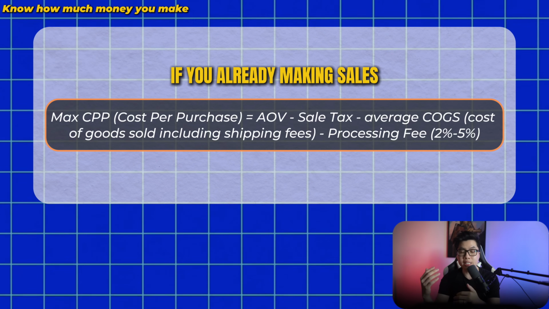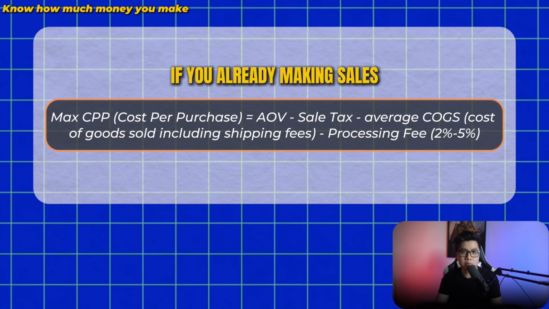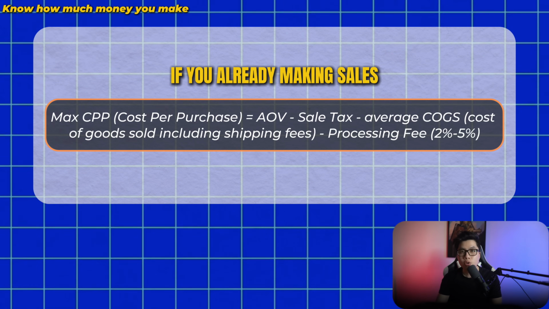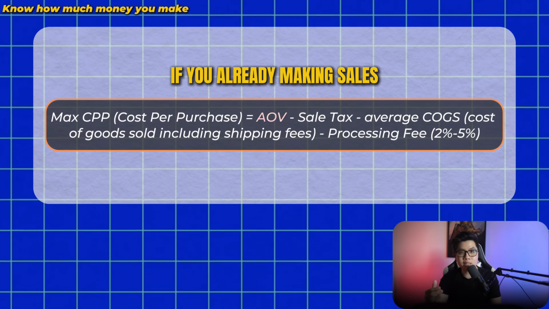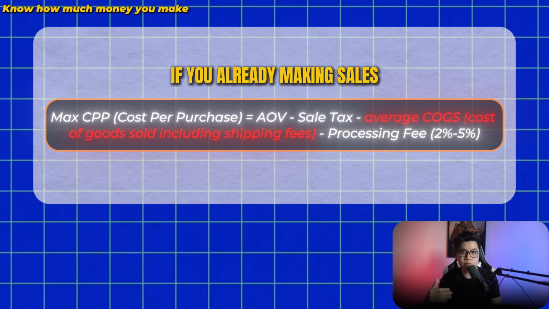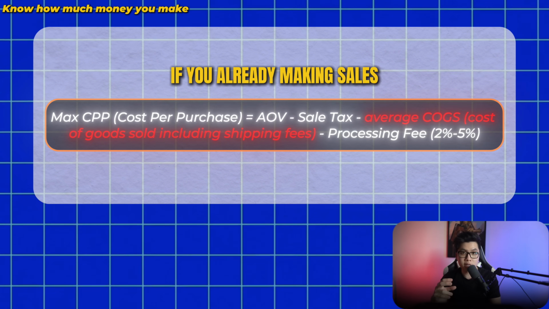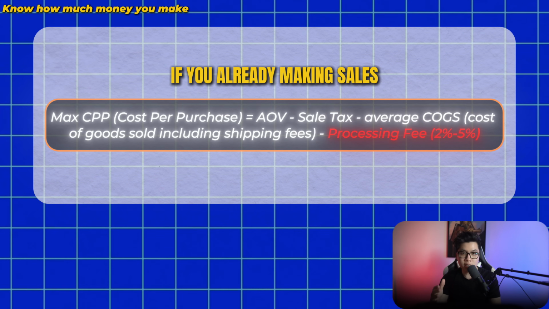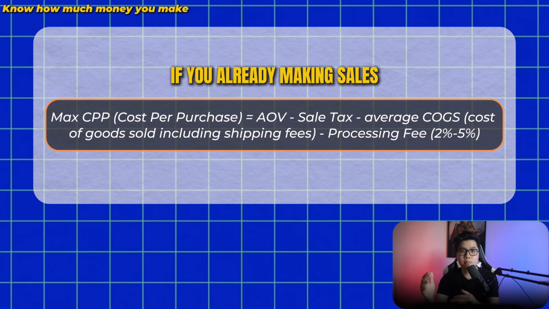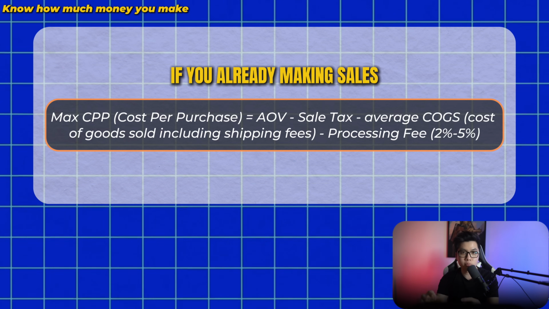If you're already making sales, to figure out your maximum cost per purchase, aka CPP, you want to start with your average order value instead. From that, subtract the sales tax and the average cost of goods sold, which includes the shipping fee and any other processing fees, which typically range from 2% to 5%. This will give you the maximum amount that you can spend to acquire a customer while staying break even.